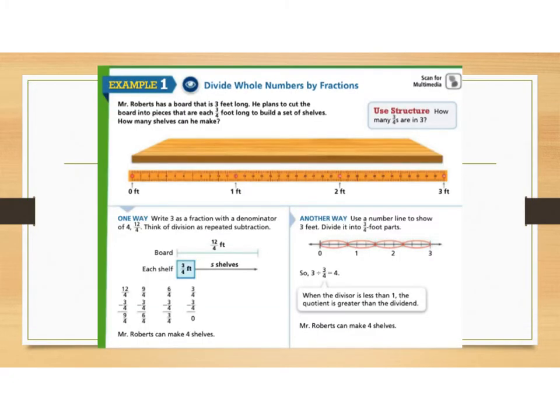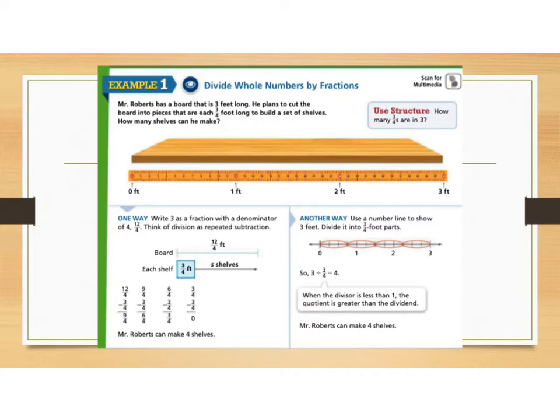Let's look at example number 1. Divide whole numbers by fractions. Mr. Roberts had a board that is 3 feet long. He plans to cut the board into pieces that are each 3/4 foot long to build a set of shelves. How many shelves can he make?